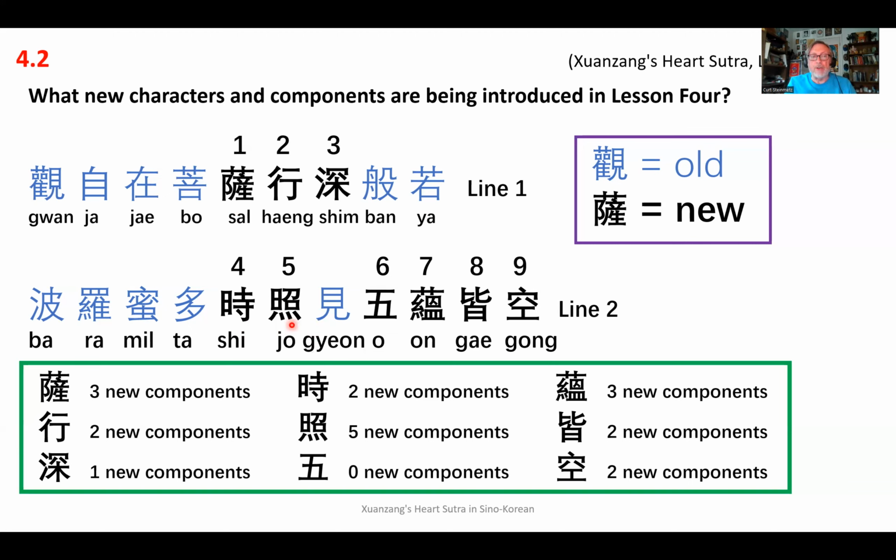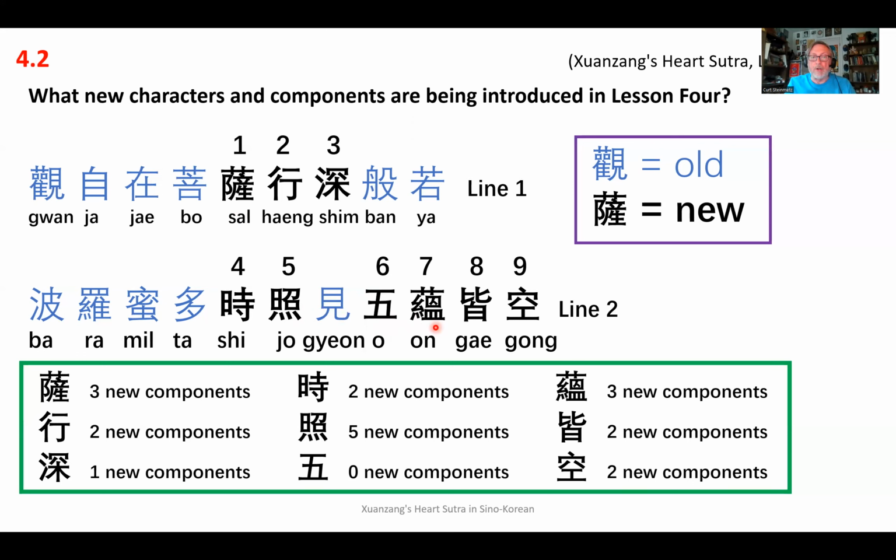The next new character is the character Zhou, which is the character for illumination. This is a character Gyeon, which has already been covered, which is a character for to see or to view. And when you combine these two characters together, they make a special way of seeing something and illuminating it as you're seeing it, and it's usually translated as perceiving, but perceiving in a very cosmic sense. The next character is just the number 5, O, pronounced O in Sino-Korean.